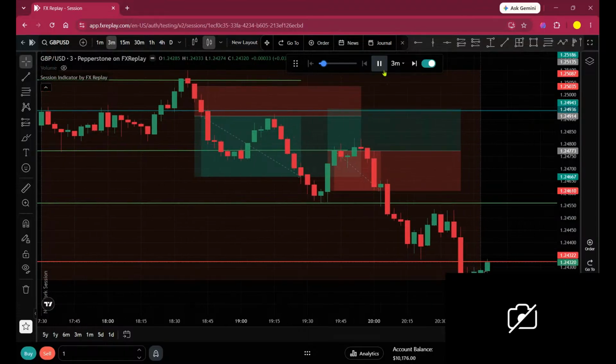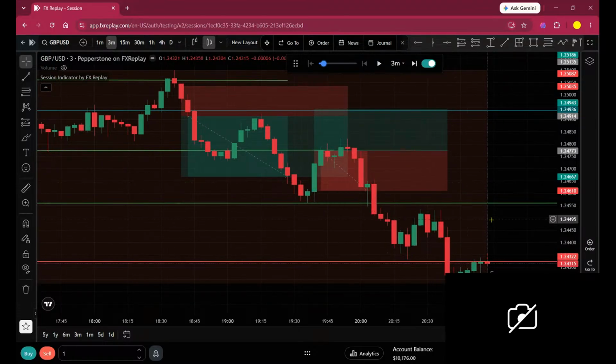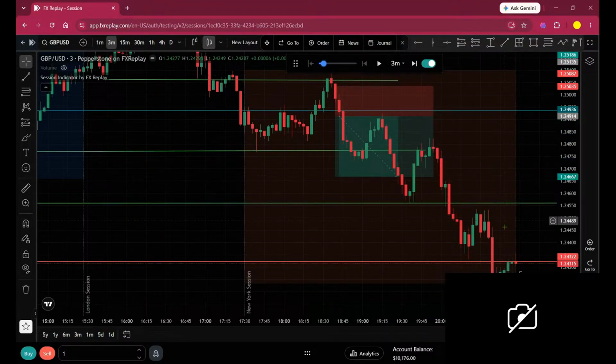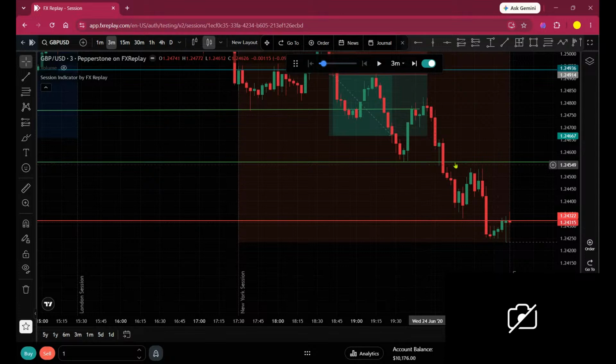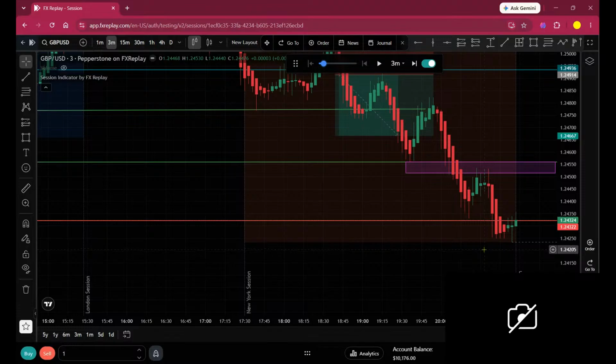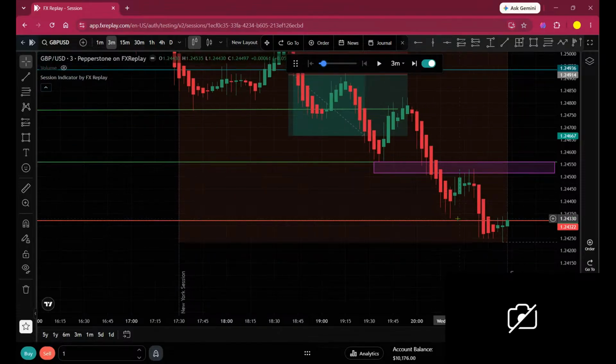Now see, the market doesn't want to go upside. This is a good level, from here only, if you want to take a risk, right? So this is how you can take a risk. This candle.